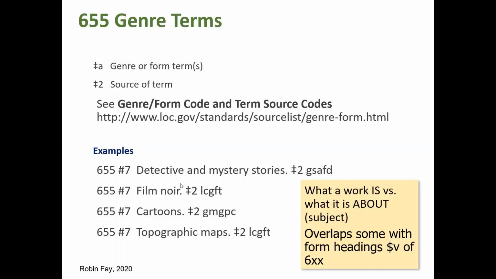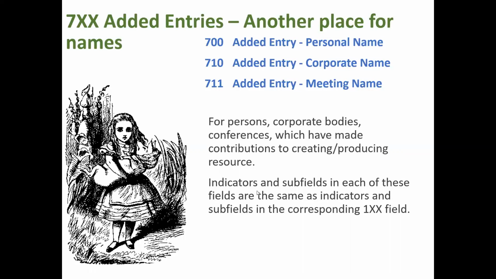So there is some overlap between these two. The other place, when we were looking at all those different people, we were talking about the primary author, creator, and then all those other people. All those other people go into a 7XX field. So if they're a person, they go into 700. It matches what's for the 1XX field.